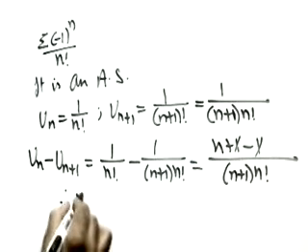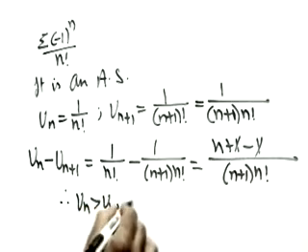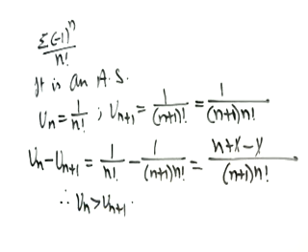You can cancel, but no need to cancel. This is the positive term, therefore u_n is greater than u_(n+1), because the negative gets cancelled and these are all positive terms.